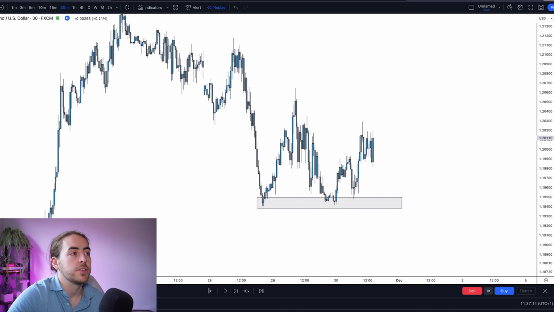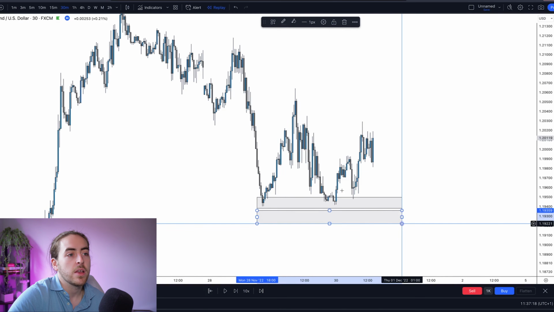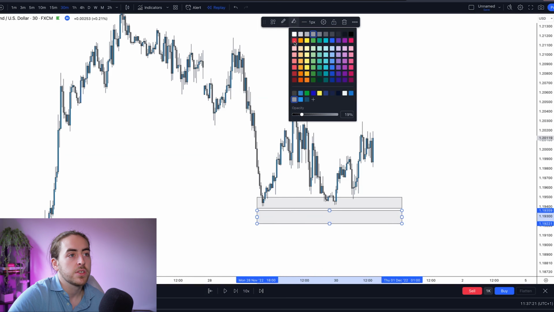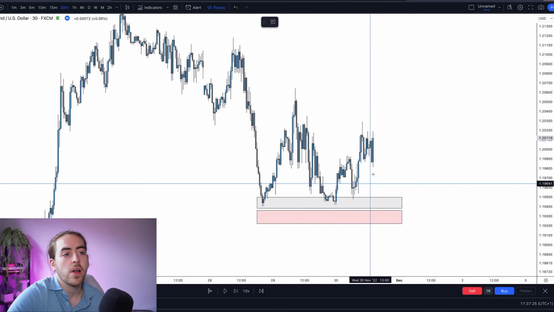Because that is general retail education. Buy support, stop loss under the low. So we have buys and then we have a lot of stop losses under the level. And what do these stop losses indicate? Sells, because to get out of your buy, you need to sell.